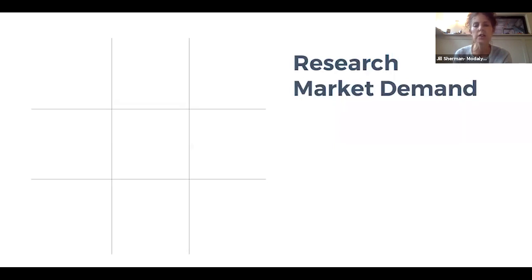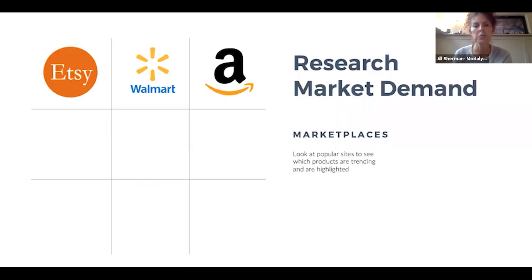Now, once you've selected the niche, you need to go through a pretty extensive market demand research project. So here are 3 different ways that you can research your products. First is through marketplaces. Look at popular sites. Here's 3 examples: Etsy, Walmart, Amazon. And look to see what's popular on those sites, what's trending, what's highlighted there, what's selling out. There's so many marketplaces that you can look at. Other examples are Fancy, Wanelo, Lyst, Tradesy, Farfetch, ASOS. The list just goes on and on.